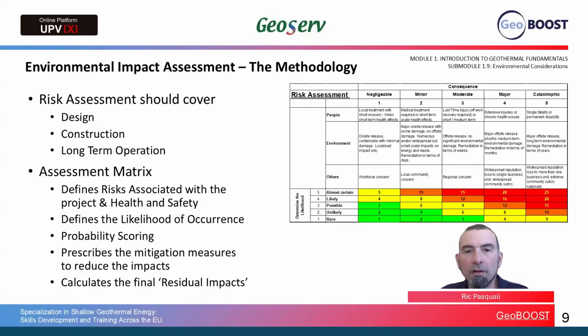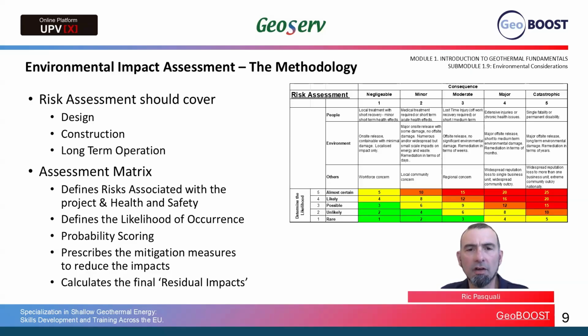So generally, the risk assessment process is carried out for the three key items that you see on the top of the slide: design, construction, and long-term operation. And typically, this is done through the use of a live risk assessment document, which lasts throughout the duration of the project, all the way from the design part of the project all the way through construction.